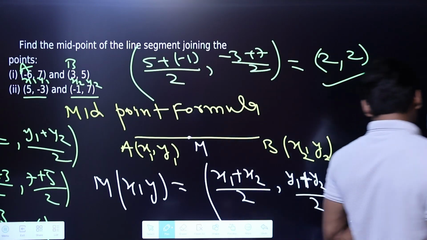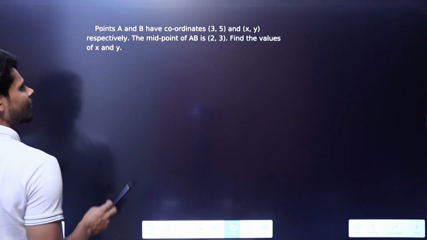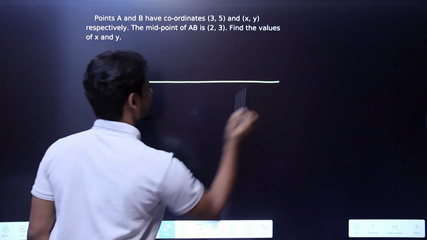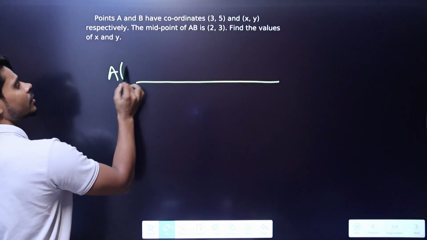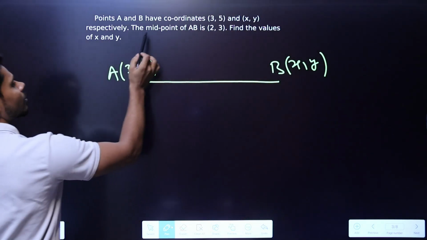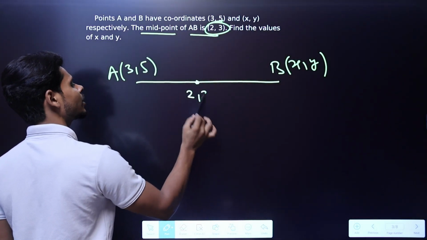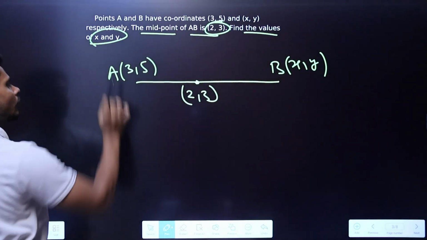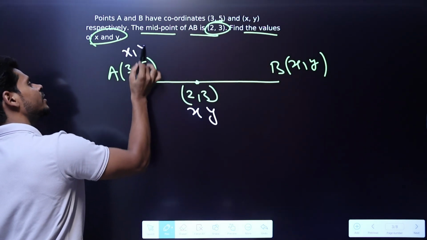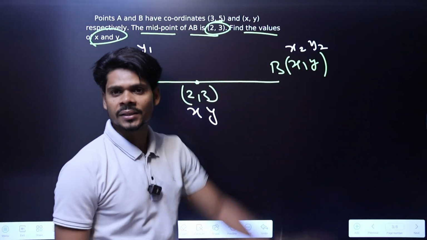Okay, let's move towards our next question. Points A and B have coordinates 3 comma 5 and x comma y respectively. So let's write over here, this is A, which is 3 comma 5, and this is B, which is x comma y. And the midpoint of AB is 2 comma 3, which we are given over here. Then we have to find the values of x and y. Let me tell you, this is always x1 y1, and this point is always x2 y2. They have just written it as x and y.